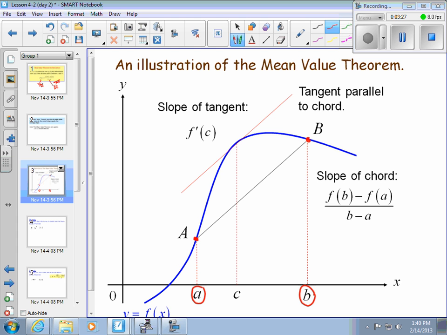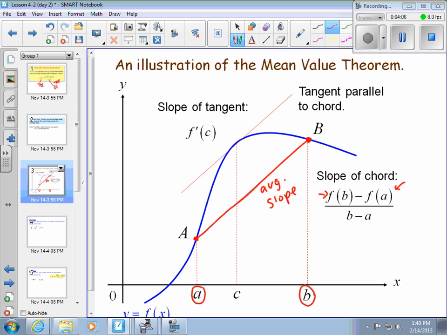Well, let's first find the average slope. If we were going to find the average slope between a and b, we would want to find the rise over run. So the rise would be whatever the function equals at b minus whatever the function equals at a, over the difference of the x's, your run, b minus a. And that would give us this line. Here's the average slope right here. That's the average slope for the function between a and b.